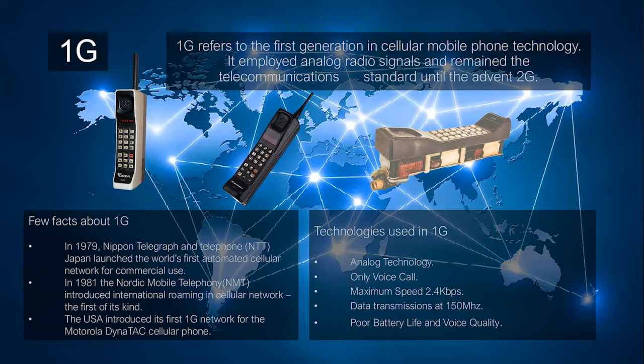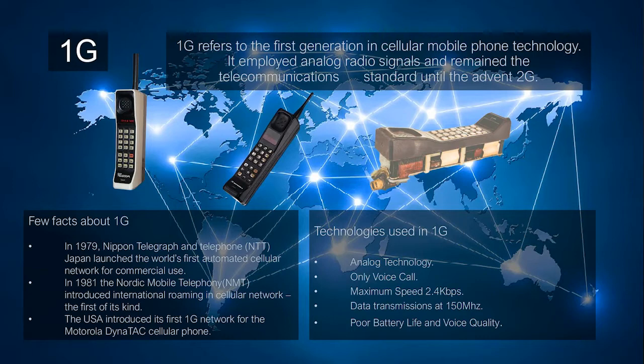1G is an analog technology and the phones generally had poor battery life, and voice quality was poor without much security, and would most often experience dropped calls. The maximum speed of 1G was 2.4 kilobits per second. Even after being the first wireless telecommunication technology, 1G was not fully digital. Data transmission was done in analog form at 150 MHz and above frequency of radio waves. This was the biggest drawback of 1G technology.